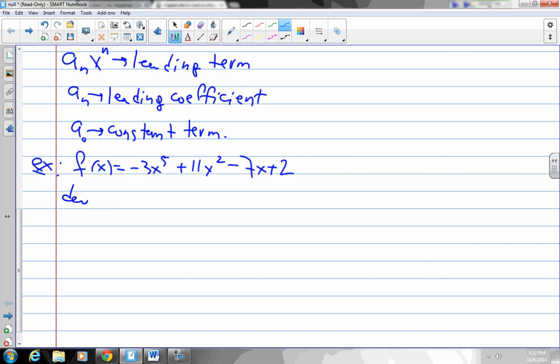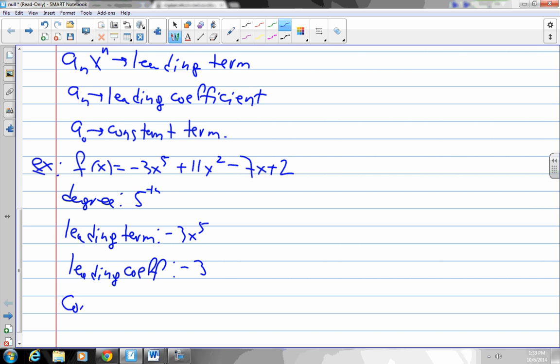What is the degree? Yeah, so it's a 5th degree, the highest power that you see. What is the leading term? Well, negative 3x to the 5th, the whole thing, right? So the leading term is negative 3x to the 5th. The leading coefficient is negative 3. Okay? And what is the constant term? 2. So whatever the constant is.